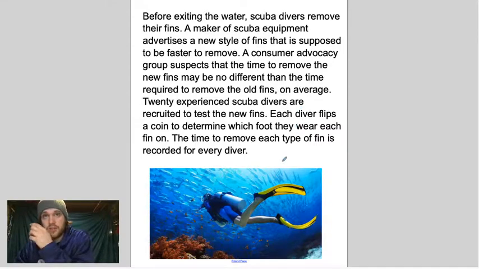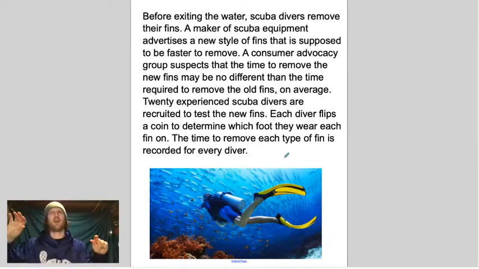Okay, so let's take a look at this. Should we use paired T procedures here, or should we not? Well, you have the time for the old fin, you have the time for the new fin. Are those two things similar in some way? Or can they be matched up and be paired? Is it the same variable? Yes, they're both time. Okay, time to remove fin. Can we take the difference? Yes, because they were both taken off by the same person.